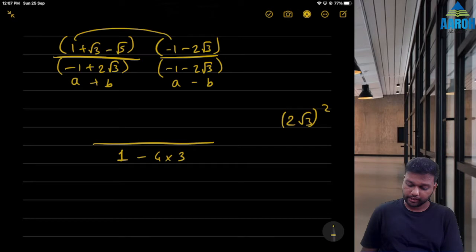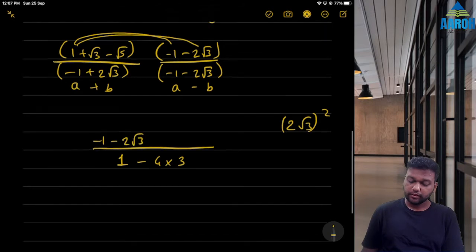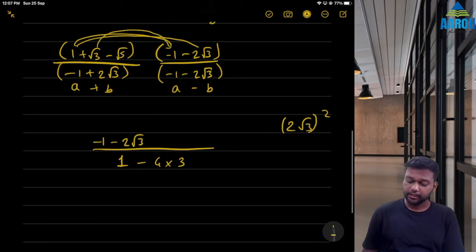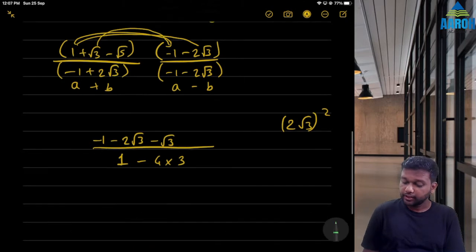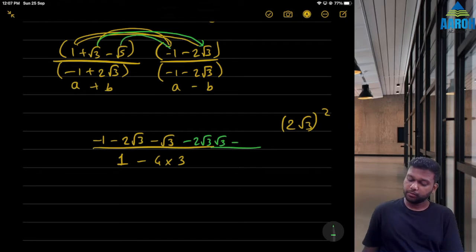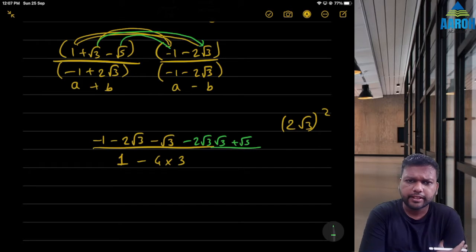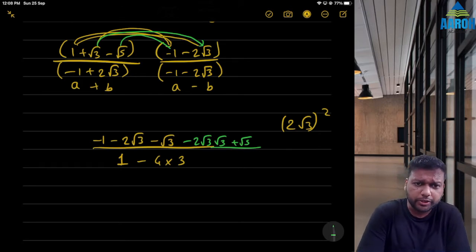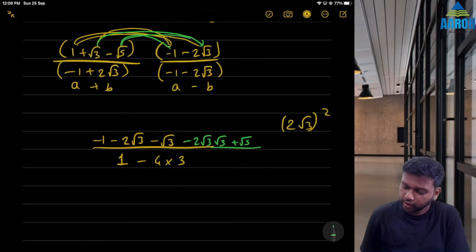1 into minus 1 is minus 1, then 1 into minus 2 root 3 is minus 2 root 3, then concentrate, root 3 into minus 1 is minus root 3, then root 3 into the second term, which is minus 2 root 3 into root 3, right? Then minus root 5 into minus 1 is plus root 5, correct? Fine. Then next is minus root 5 into minus 2 root 3, which is plus 2 root 3 root 5.